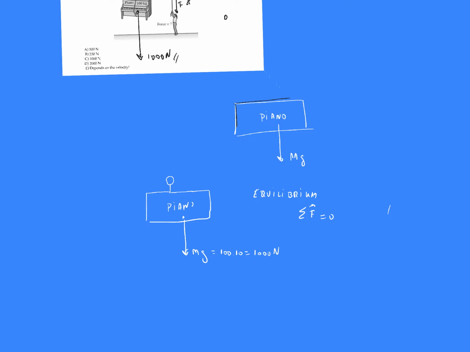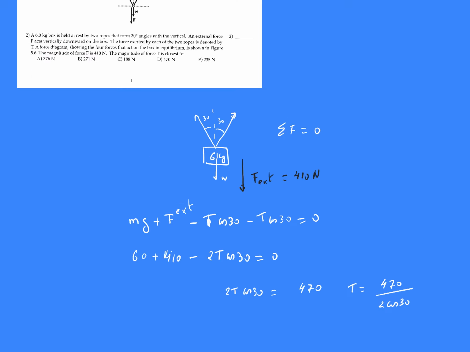So what happens? If there are 1,000 newtons going downwards, it means that there are 1,000 newtons going upward. The 1,000 newtons should be 500 plus 500 going up. And this is in equilibrium because the sum of all the forces is 0. So the force that the person is applying is 500 newtons. And the problem is solved. Let's go to the next one.